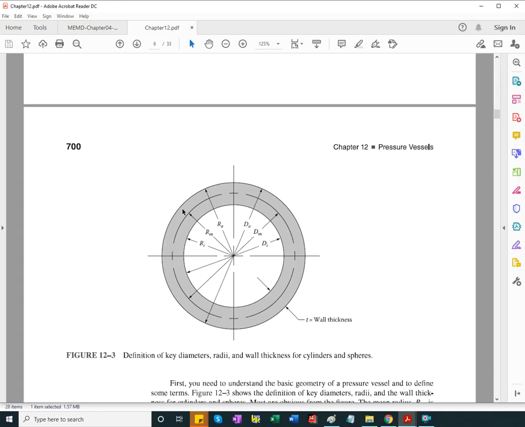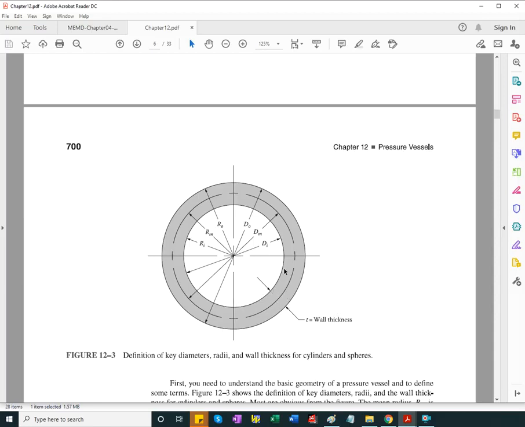Okay, so whether you cut a cylindrical or a spherical tank, and in the case of spherical tanks, you slice through the center, you're going to recognize 3 diameters, or 3 radii. So there will be the inside diameter, the outside diameter, inside radius, outside radius, as well as the mean diameter. There is the wall thickness, also shown on this graph.